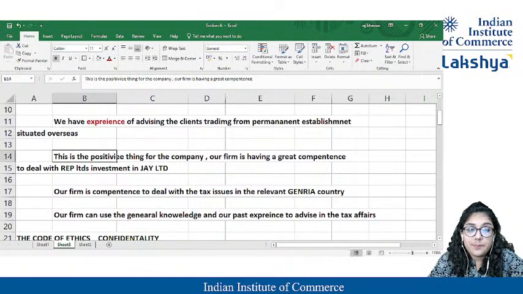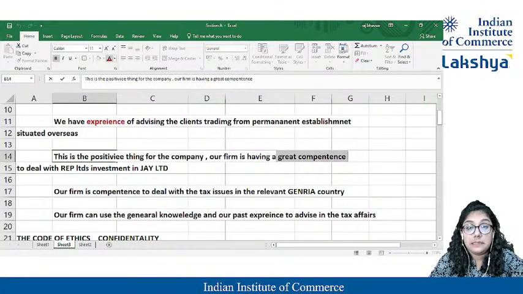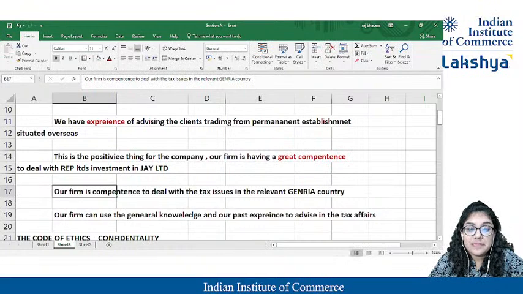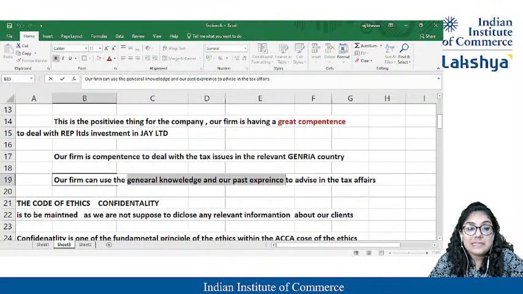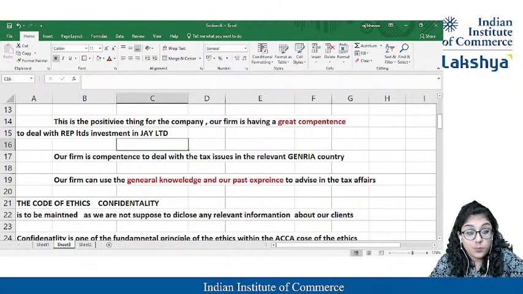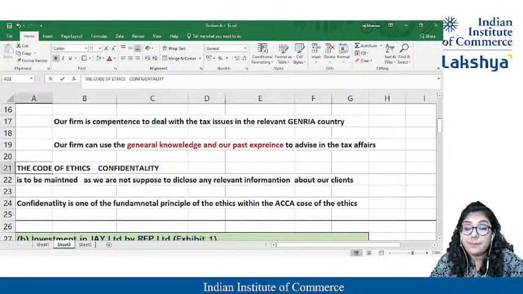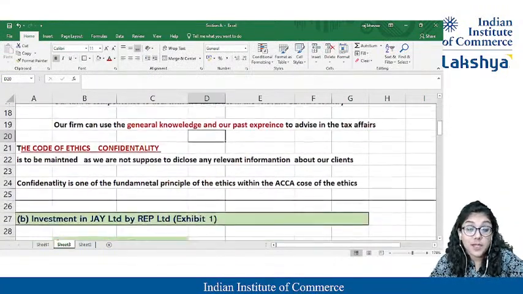There is a positive thing because we have great competence. The firm has competence, and our firm can use the general advice from our past experiences. That word should come. And obviously the most important point is that the code of confidentiality should be maintained. That is how we get good marks.